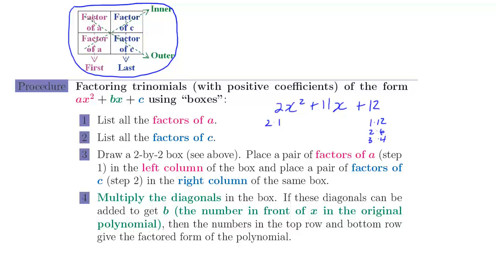And in the left column of the box, you put a pair of factors of a. In the right column of the box, you pick a pair of factors of c, and then you check if that configuration is going to work by multiplying the diagonals and making sure they add to the middle number. All right? So let's go on and do some specific examples to help you get used to this procedure.